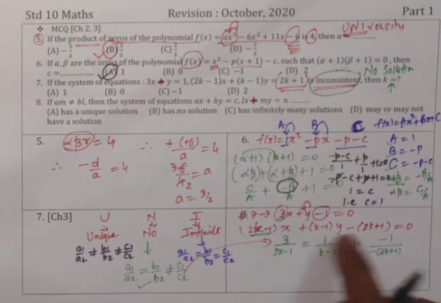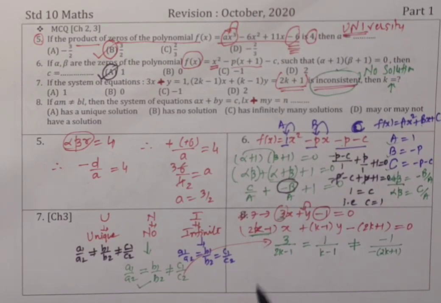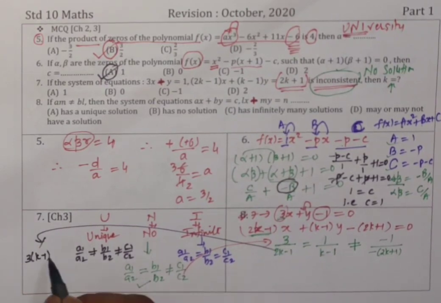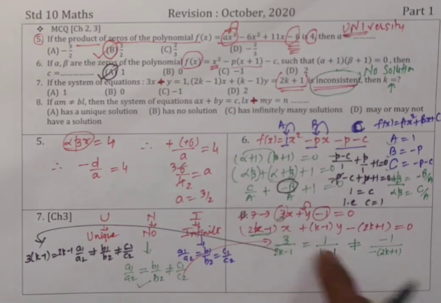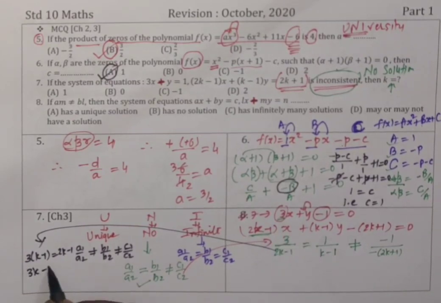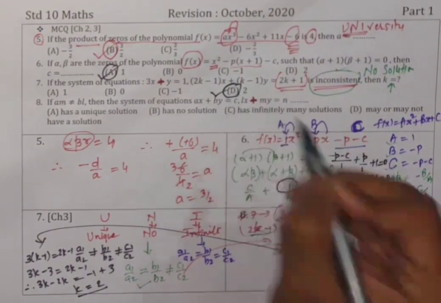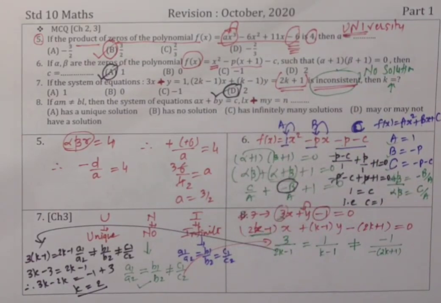So I'll pick up this. Cross multiply, children. Now I am doing this cross multiplication here. Now this cross multiplication: 3 times k minus 1 is equal to 2k minus 1, correct? So this gives me 3k minus 3 is equal to 2k minus 1. Bring 2k to the other side, 3k minus 2k is equal to minus 1 plus 3. So plus k is equal to plus 2. So the value of k is 2. Here it is. Is that clear, children?